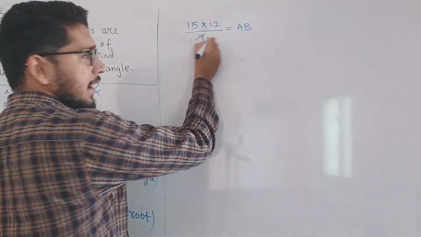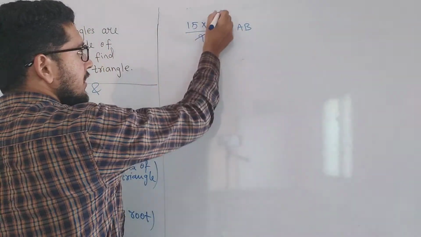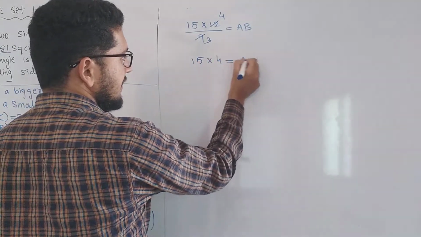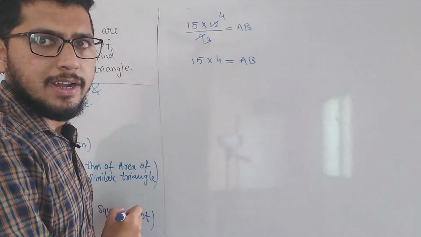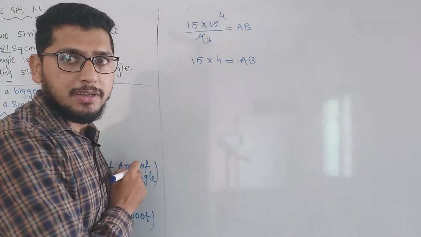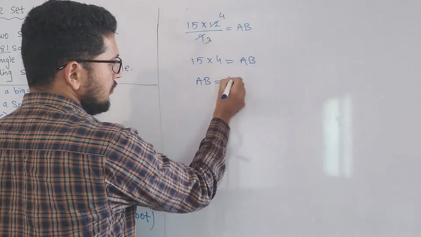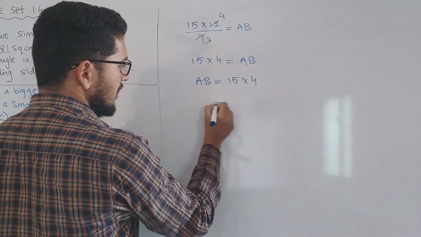So 3 3s are 9. Okay, 3 4s are 12. So what you will get, 15 into 4 is equal to AB is left. Okay, after that 15 into 4, we have to multiply these two terms. So we'll write properly. AB is equal to 15 into 4 and 15 4s are, now multiply this.